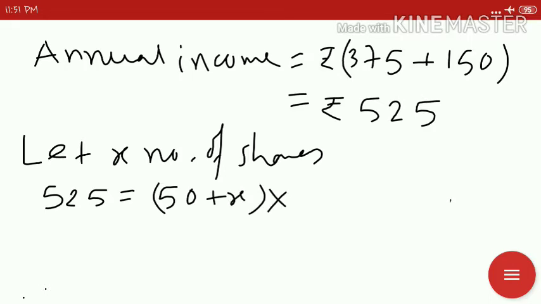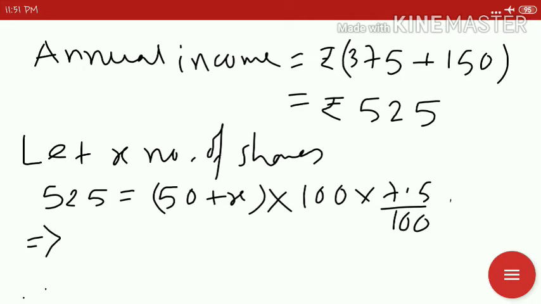The face value will remain the same, that is 100, and the rate will be 7.5%, that means 7.5 by 100. Now I hope you can calculate it very easily, that after calculating you will get X equals 20. So he has to buy 20 extra shares to get his total annual income to rupees 525, or to increase his annual income by rupees 150.